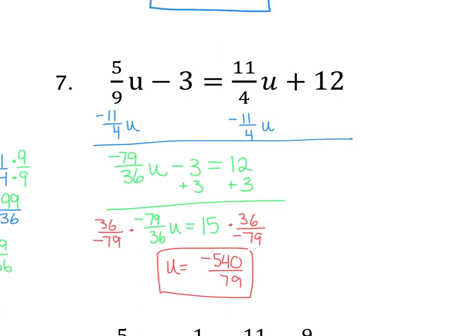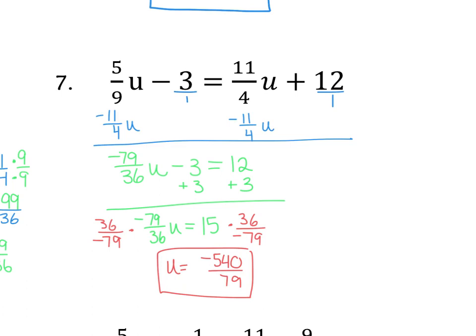This equation has 5 terms. 5/9 u minus 3, that's 2 terms, 11/4 u, and 12. So when I'm looking for the LCD, you want to look at all the denominators, and you could put these over 1 again if that makes you feel more comfortable. So my denominators are 9, 1, 4, and 1. What is the least common denominator? It's going to be 36.